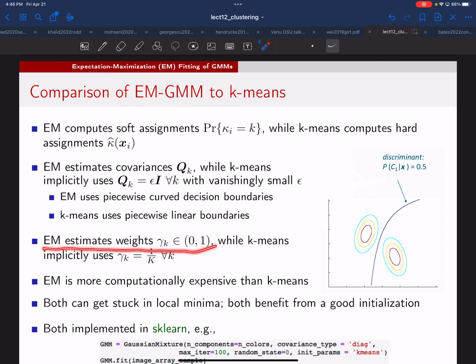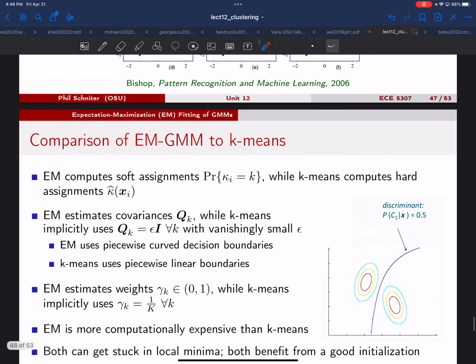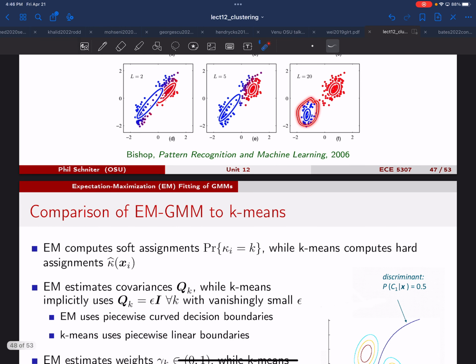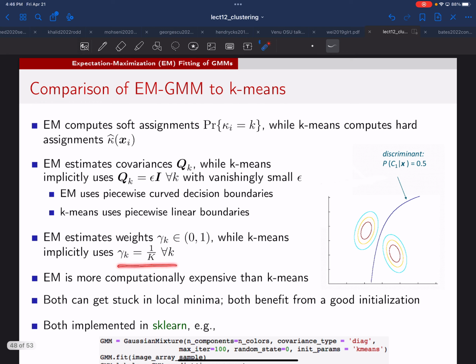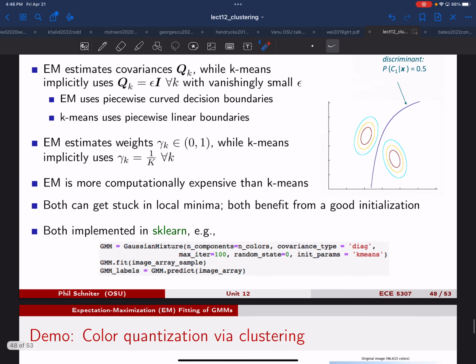EM also estimates the weights. It tells you roughly what's the probability that points end up here versus here, whereas k-means doesn't. It implicitly estimates the same number for all. The EM iterations are computationally more expensive. You have to compute those covariance matrices and stuff. Both can get stuck in local minima. Both benefit from good initialization. And both are implemented in scikit-learn.